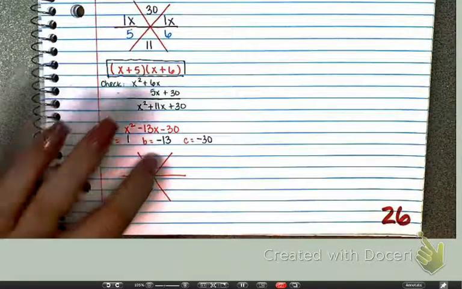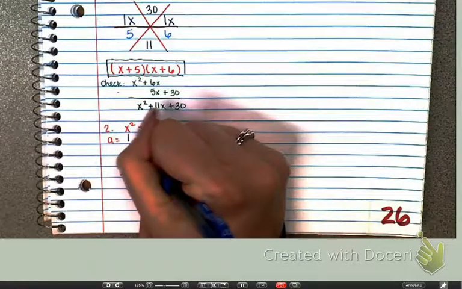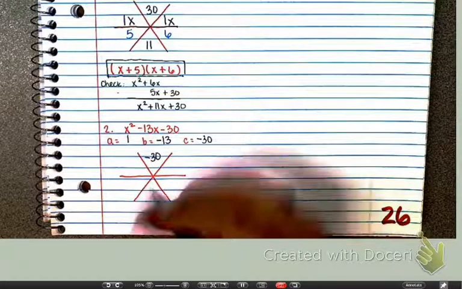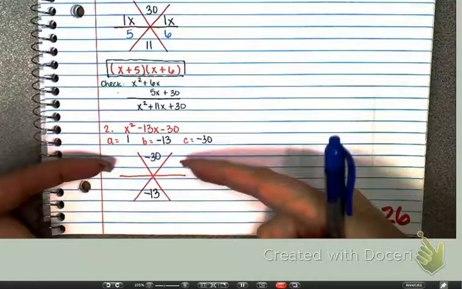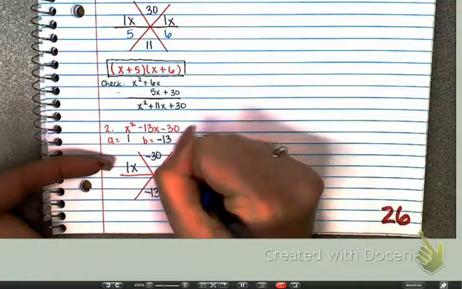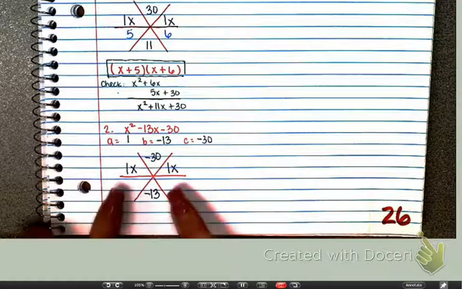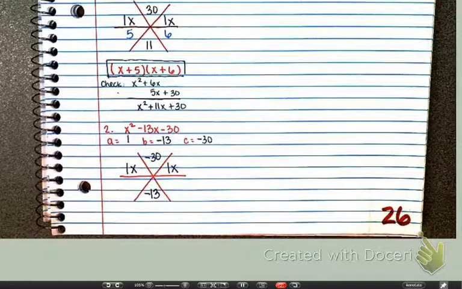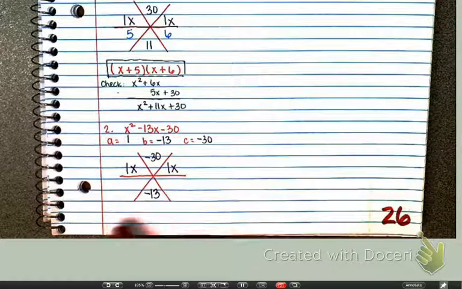What goes on the top of my super X? A times C. So 1 times negative 30 is negative 30. What goes on the bottom? B, which is negative 13. And on the top part of this, it's your A plus your variable. So someone tell me in words what I'm trying to find here. Don't tell me what the answer is, but what am I trying to find, Connor? Numbers that multiply to negative 30 and add to negative 13. Okay, so two numbers that multiply to negative 30 and add to negative 13.